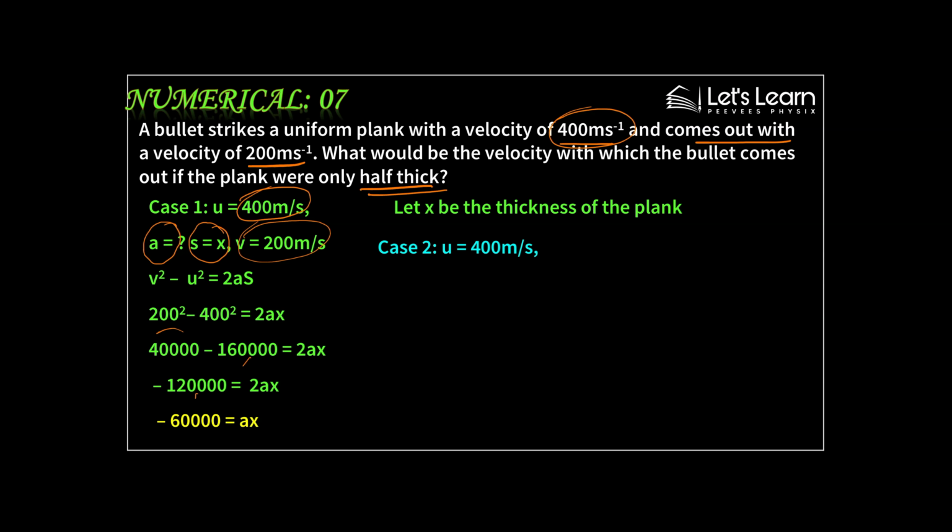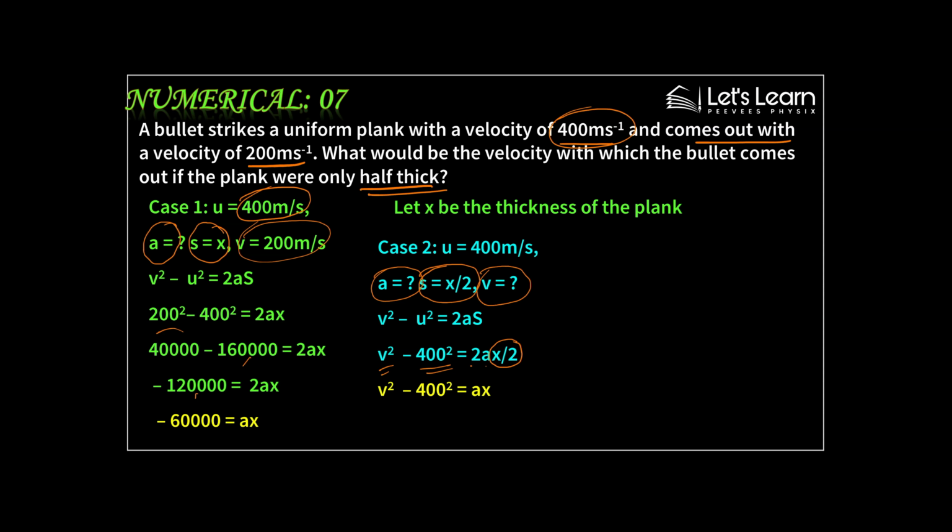For the second situation, starting speed is the same, 400, but the size of the plank became half, so s becomes x by 2, and we want to calculate how much is v. We have no idea about a. The same equation we use, and plugging in, we do not know the final speed. Starting speed is 400. 2a times x by 2, the 2 cancels. We get v square minus 400 square equals ax. In place of ax, I can write minus 60,000.